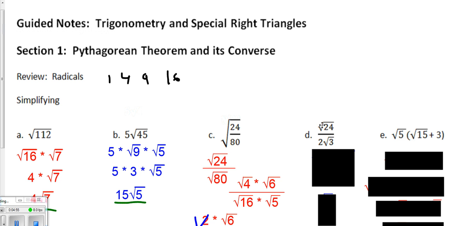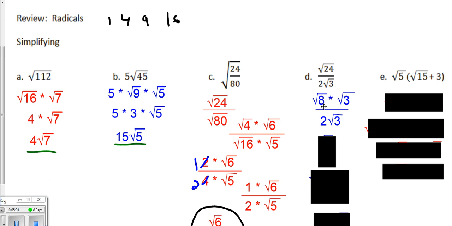We have the square root of 24 over 2 square roots of 3. Now square root of 24 we can break down into square root of 8 times square root of 3, because 8 times 3 is 24. We'll leave them both underneath a square root symbol. So what this means, this 2 times the square root of 3, is 2 times the square root of 3.